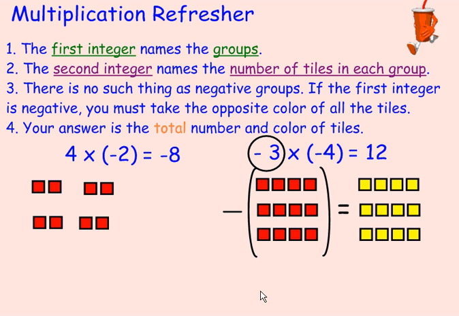So when you're multiplying integers, you must always pay attention to that first integer. If it's positive, you keep the same color. If it's negative, you're going to change to the opposite color.